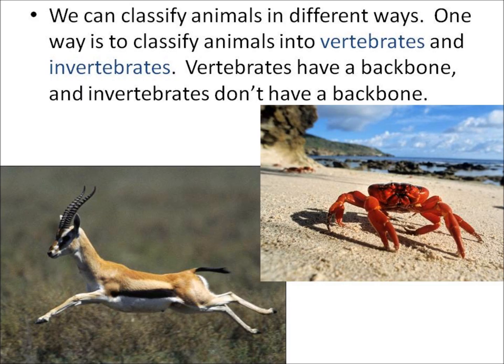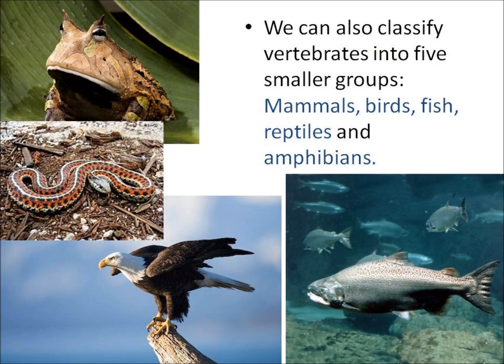We can classify animals in different ways. One way is to classify animals into vertebrates and invertebrates. Vertebrates have a backbone, and invertebrates don't have a backbone. We can also classify vertebrates into 5 smaller groups: mammals, birds, fish, reptiles, and amphibians.